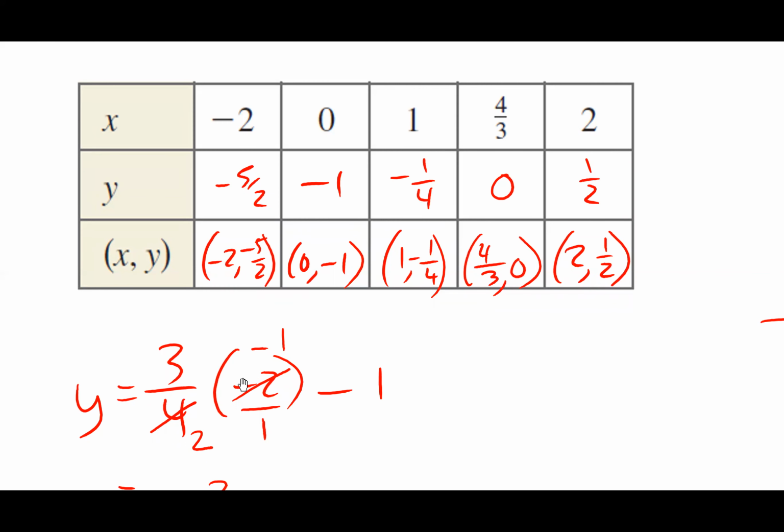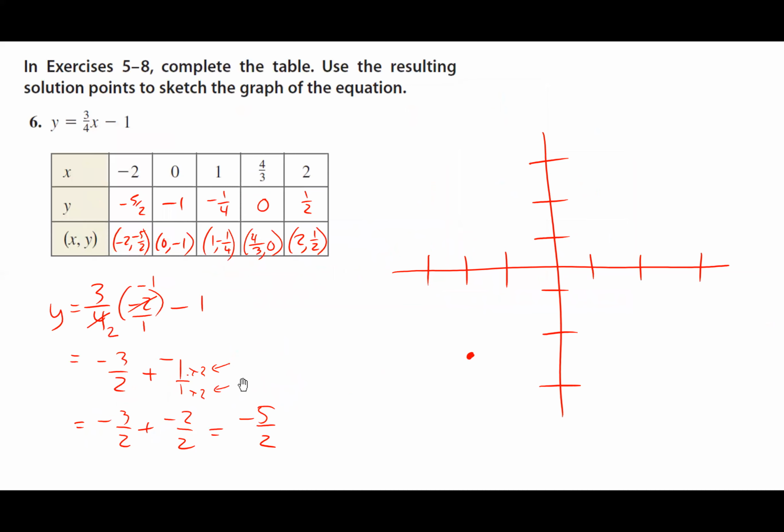This is literally just a line. Again, too easy. 1.2 again is just a review of algebra 1, so this should be super easy. Okay, all done with the graph. Oh, I see over there: 0, -1, 1, -1/4. Is that about right? 4 over 3. Yeah. 4/3, 0, 2, 1/2.